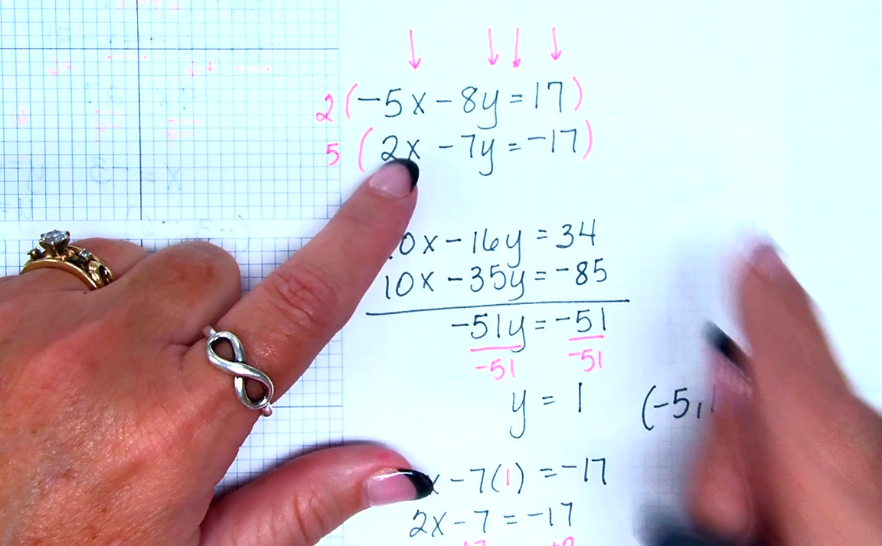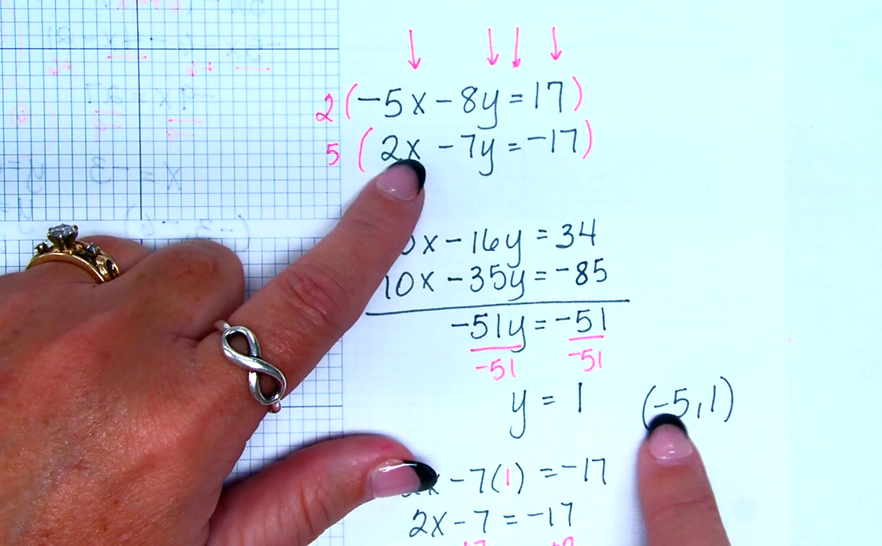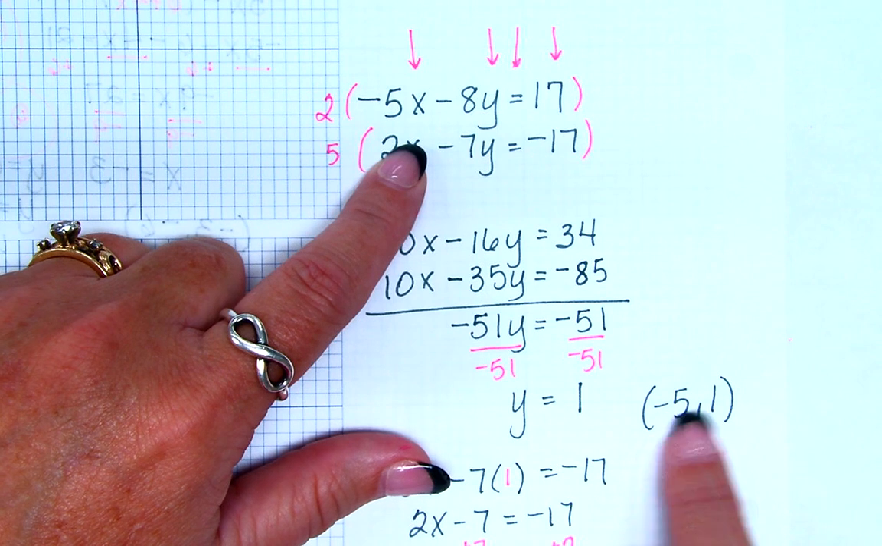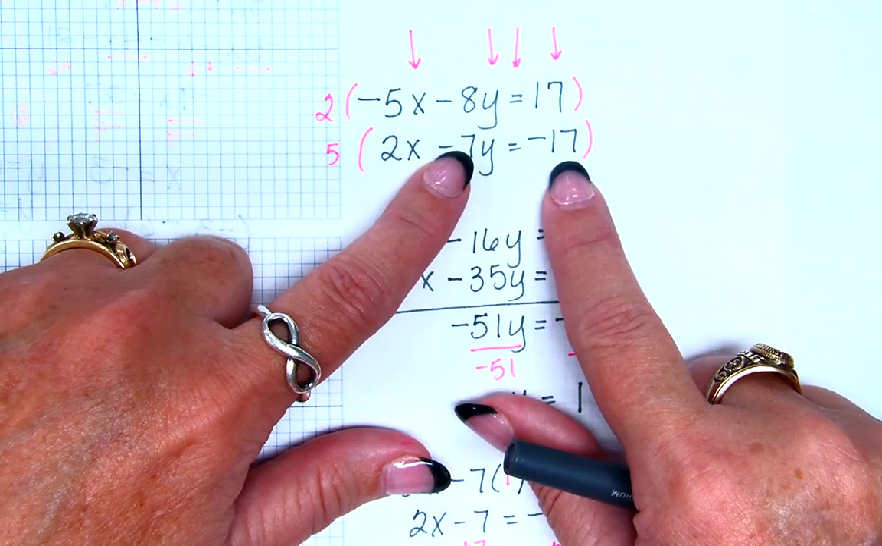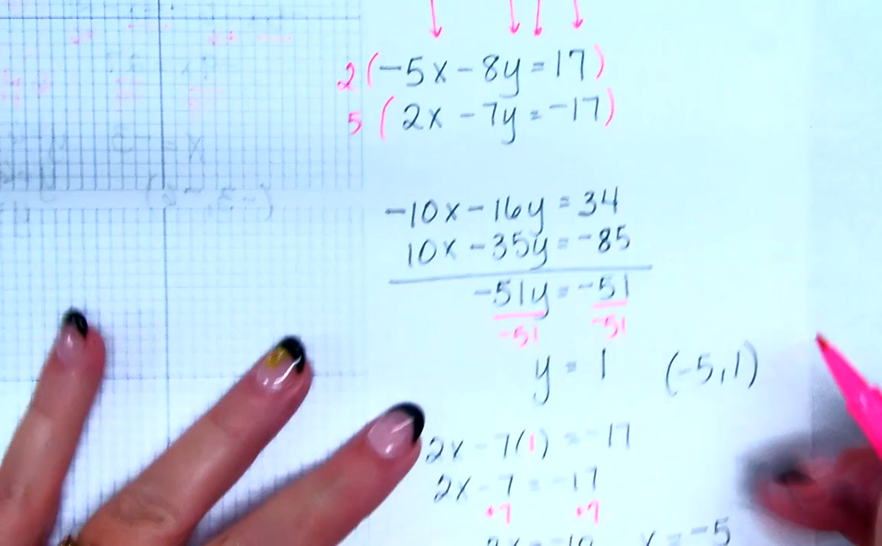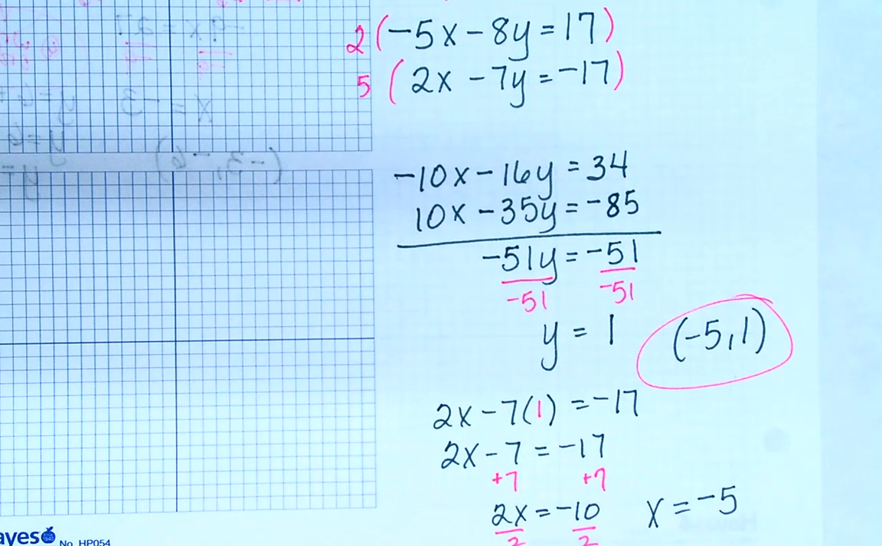Oh, we have to check the second one too, don't we? Okay, so 2 times negative 5 is negative 10. 1 times 7 is 7, so negative 10 minus 7 equals negative 17. See, now you know without a shadow of a doubt that that's the right answer. Okay?